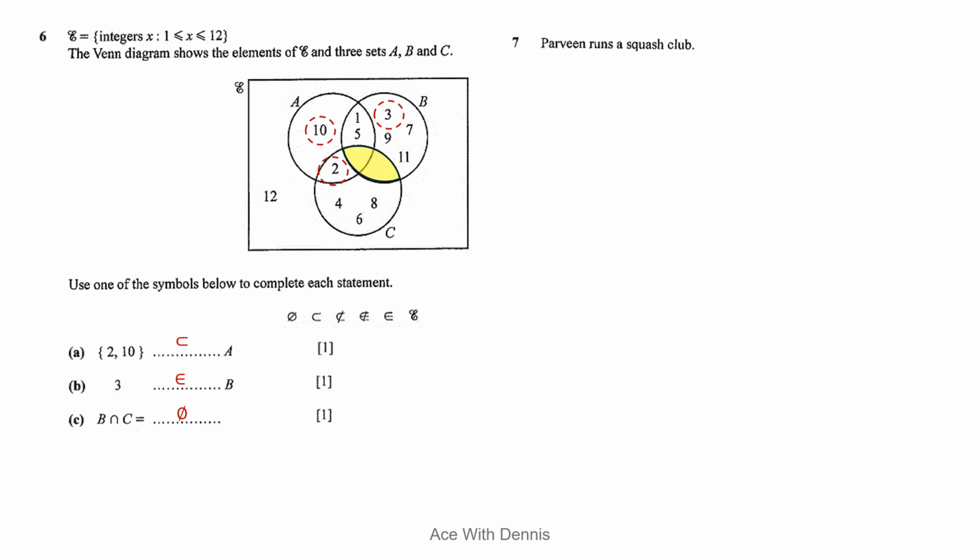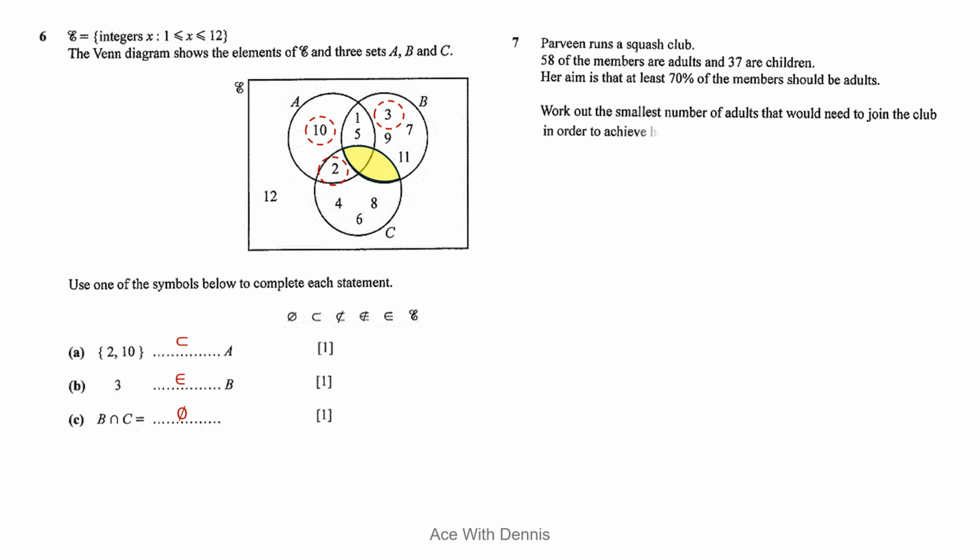Next, question 7. Pavin runs a squash club. 58 of the members are adults and 37 are children. Her aim is that at least 70% of the members should be adults. Work out the smallest number of adults that would need to join the club in order to achieve her aim. 3 marks. To answer this question, we let x equal the number of adults newly joined.